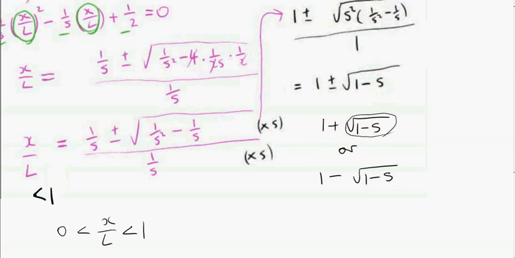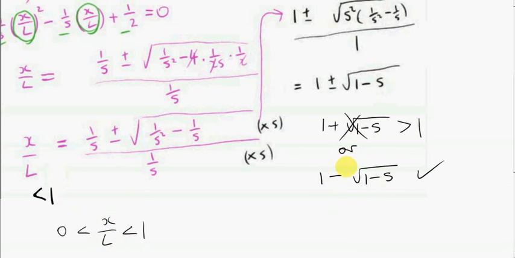So one solution is a number that's greater than 1, because we're adding something onto 1. So we have to disregard this, because our solution x over L has to be less than 1. So this must be the solution.